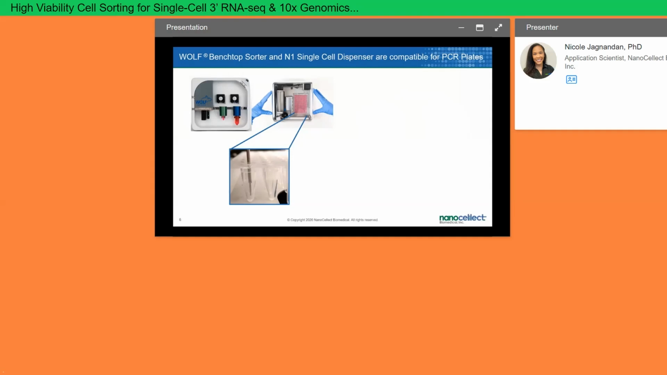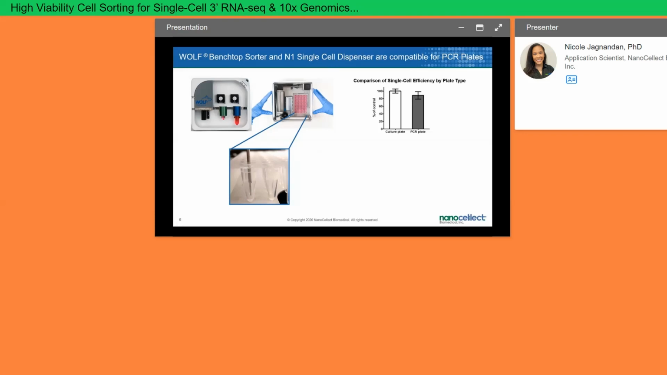So the Wolf with the N1 single cell dispenser will gently sort a cell type of your choosing into PCR plates directly upstream of those 3' RNA-seq kits.